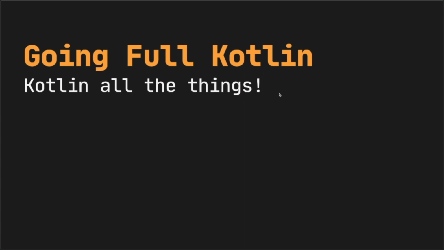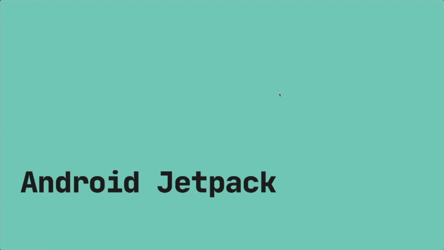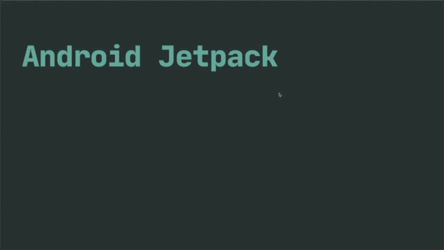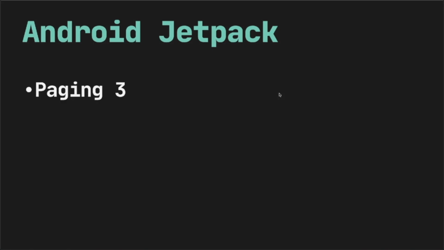So now let's look at how to go full Kotlin here, how to start embracing Kotlin in more ways in your code base. The first thing I want to mention here is Android Jetpack, because this is really where all this Kotlin-first mindset started to permeate. And we're seeing that today. We recently had big updates, like Paging library version 3, which is written entirely in Kotlin. So that's a big deal.